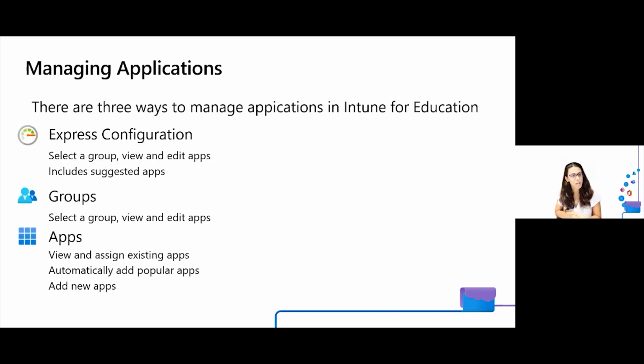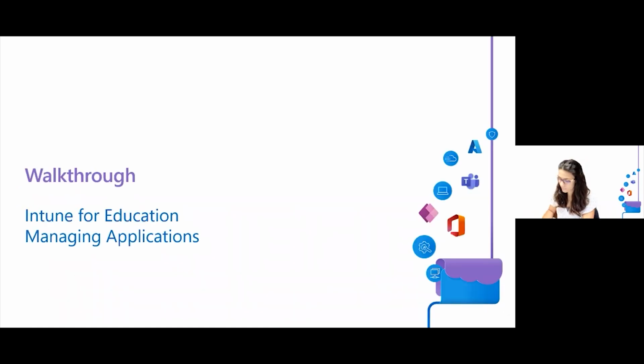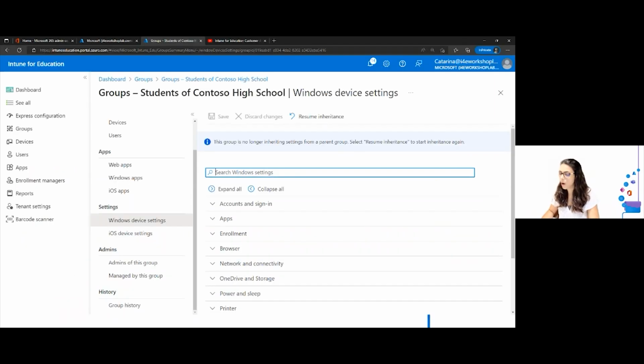When it comes to applications, there are 3 different ways to manage them in Intune for Education. The first one we have explored is Express configuration. The second one is again through groups, like we have seen with settings, but we are going to see it again for the application specifically. And the third one is using the apps menu. This is also where you can add new applications to the list. Okay, let's take a quick look into how to manage applications.